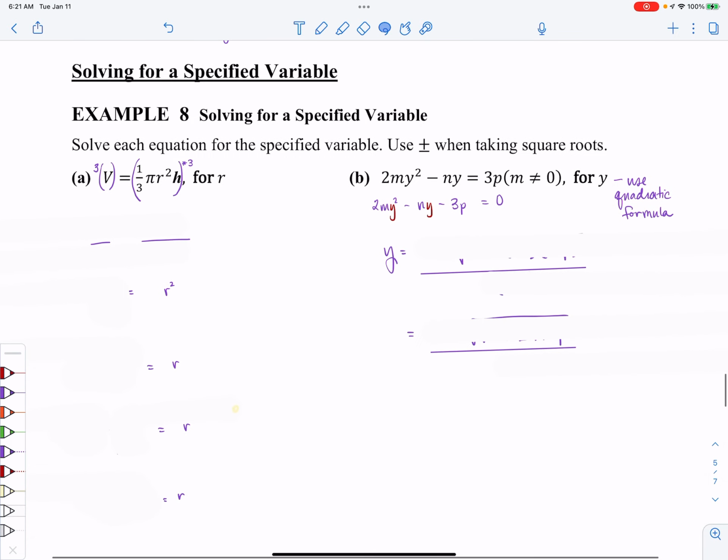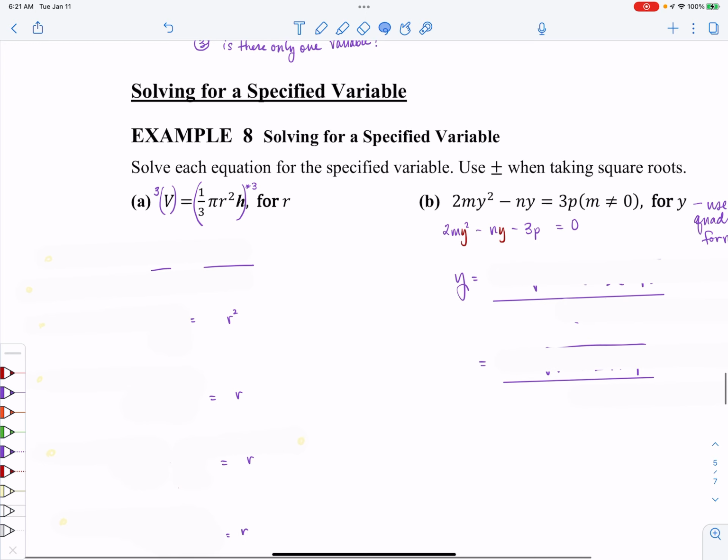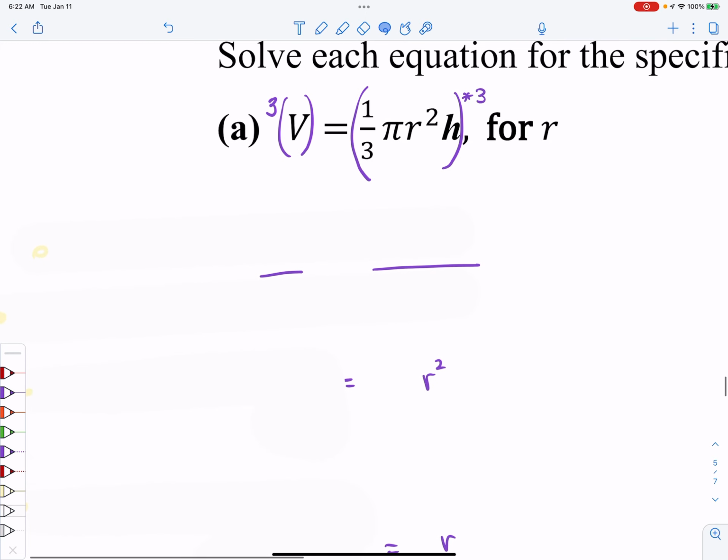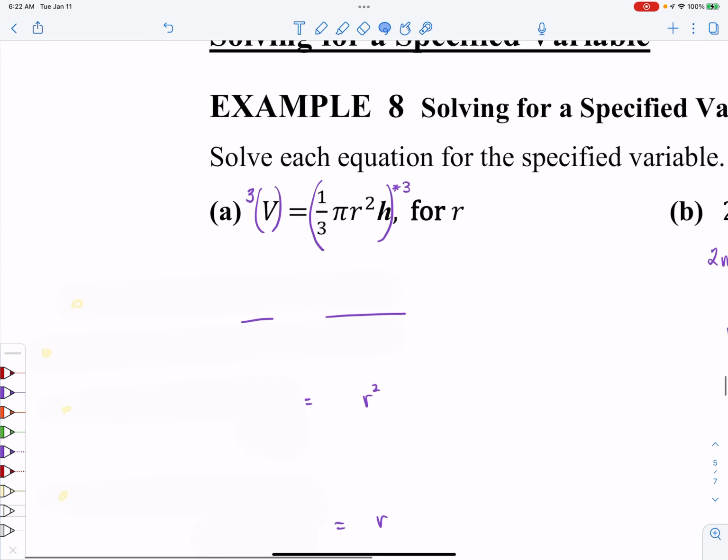All right, let's talk about solving for a specific variable. So in example 8, you're asked to solve for r. The first thing that we're going to do, and I've already shown this here on my notes, is to get rid of my fraction. The way I'll do that is I'm going to multiply by 3 on both sides. So when I multiply by 3 on both sides, I'll have 3v is equal to pi r squared times h.